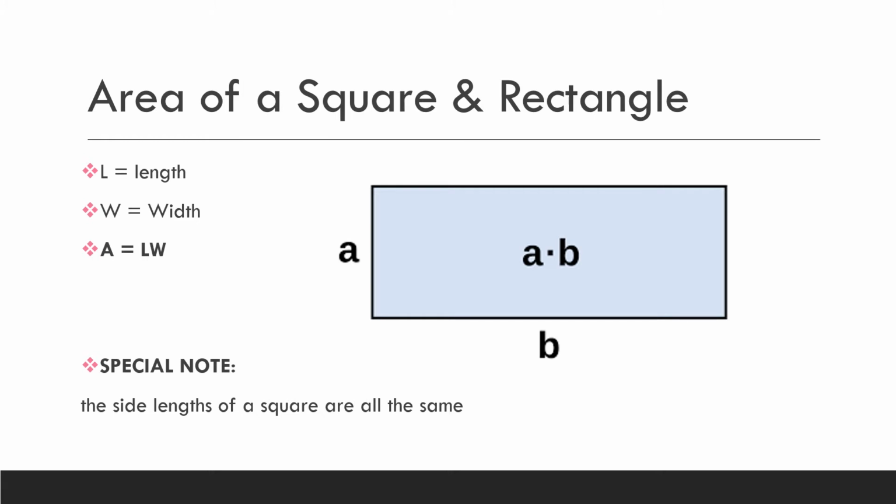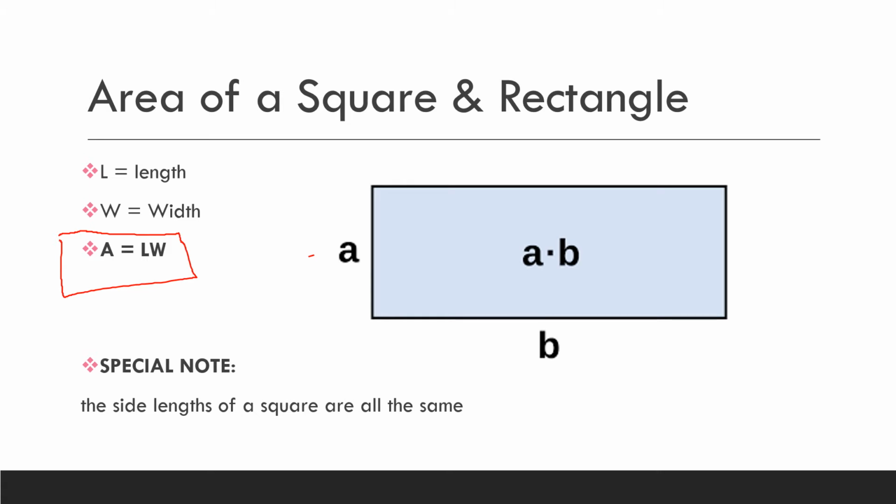Okay, so we now need to talk about the area of a square and a rectangle. Like I said earlier, the formula is the same. If I want to find the area of a rectangle or a square, it's going to be length times width. And in case you're confused, up here we've got L, that's length, and W is width.